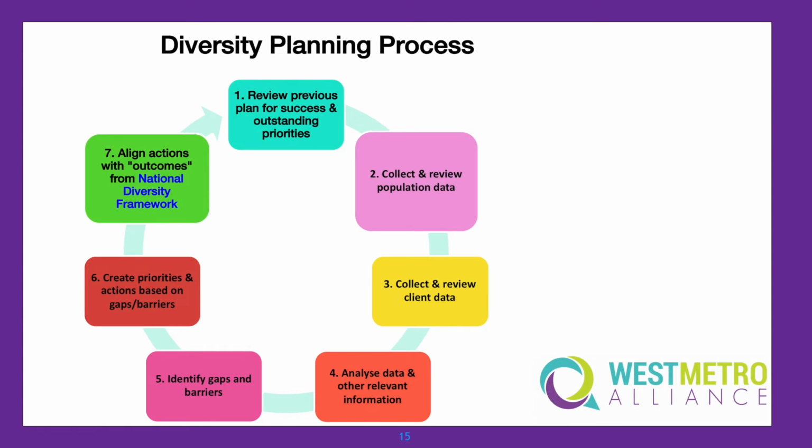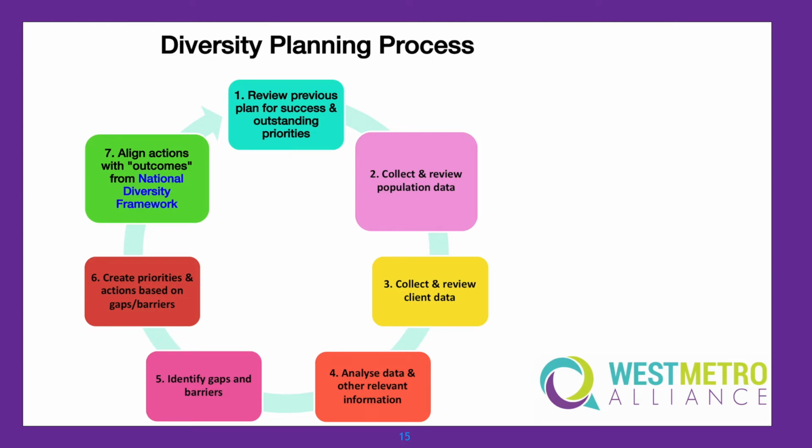So here is the diversity planning process. Number 1, we review our previous plan and we look for successes and any outstanding priorities. So which actions did not get completed and why? What limited us? What was difficult? Did the focus area change? Did we lose staff in that area? That's something that you really want to have a good look at. Was that particular action too ambitious? Was it too broad? Do we need to look at it and break it down so that it's more achievable and measurable? So that's the first thing that you do.